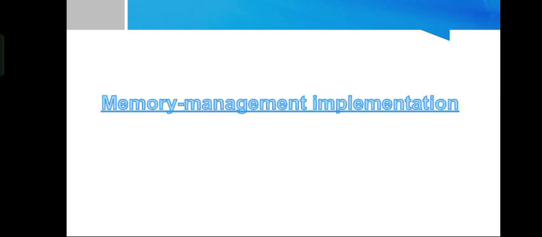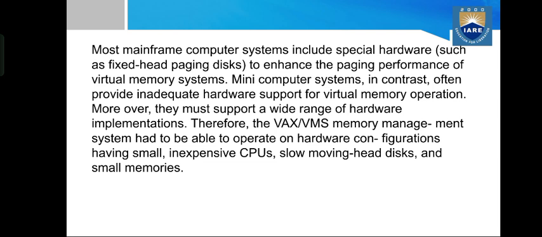Memory management implementation. Most of the mainframe systems include special hardware, such as fixed-head paging systems, to enhance the paging performance of the virtual memory systems. Many computers, in contrast, often provide inadequate hardware support for virtual memory operations. Moreover, there must be support for a wide range of hardware implementations. Therefore, the VAX VMS memory management system had to be able to operate on hardware configurations having small inexpensive CPUs, slow moving-head disks, and small memories.